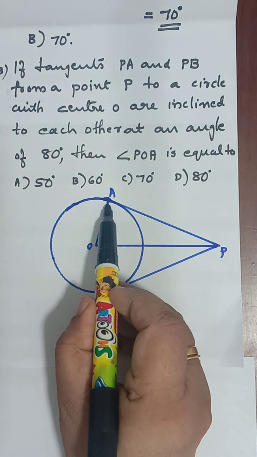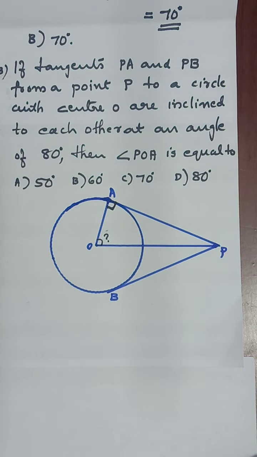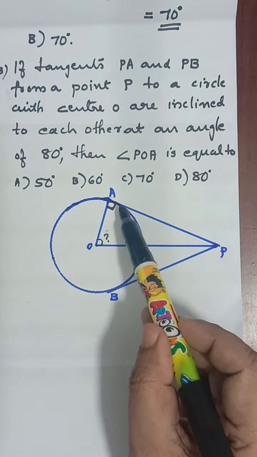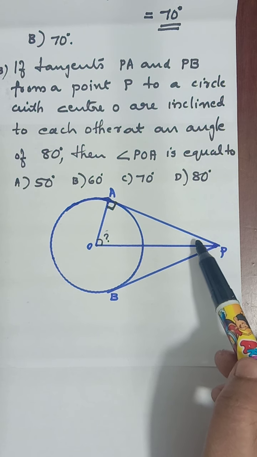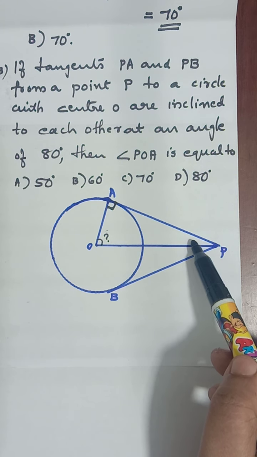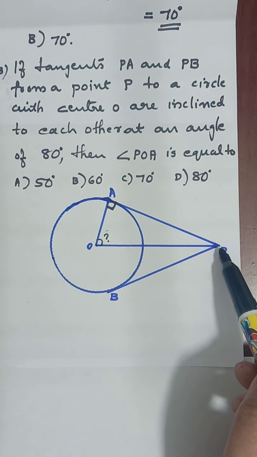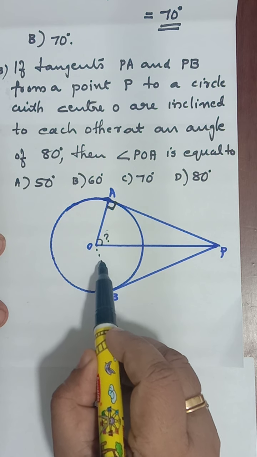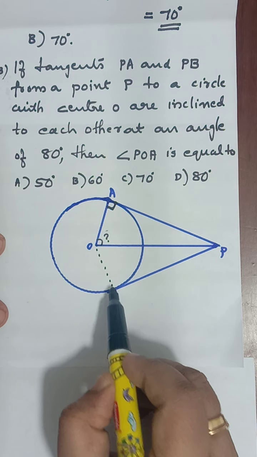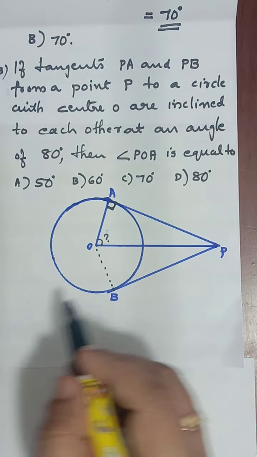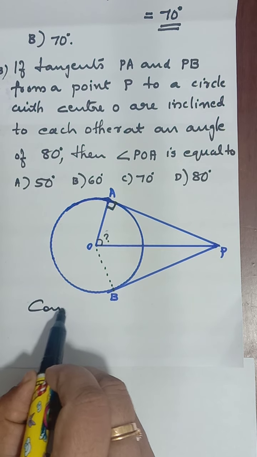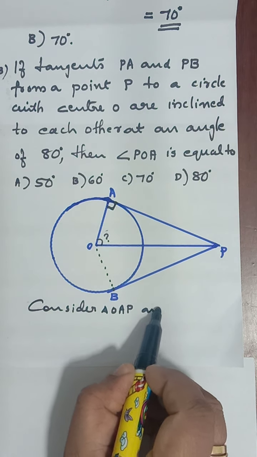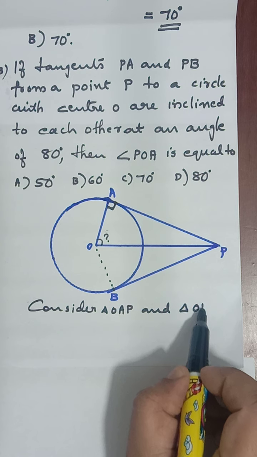Okay. So we know that radius is perpendicular to tangent. So it is 90. If this is a triangle, we know the angle sum property. So this angle, here we have to consider this angle. How to get this angle? This angle P is 80 degrees given to us. When I proved the second theorem, you might have seen congruent triangles. Are these two triangles congruent? We have to consider triangle OAP and triangle OBP.